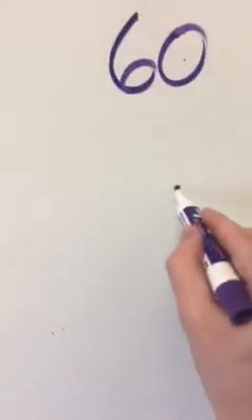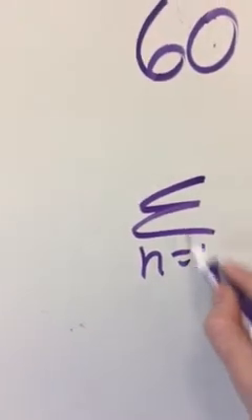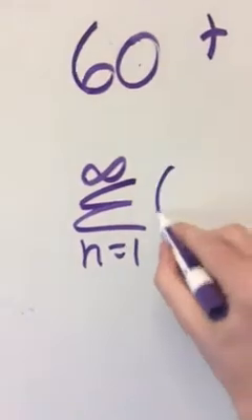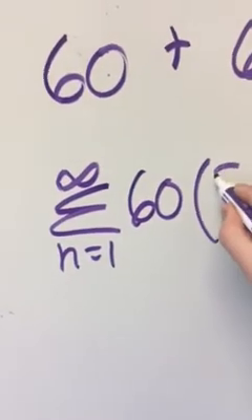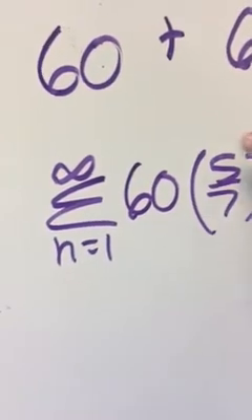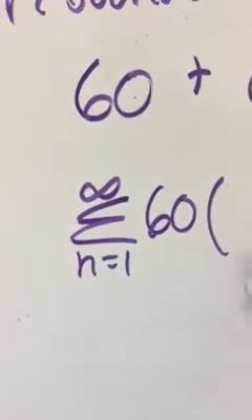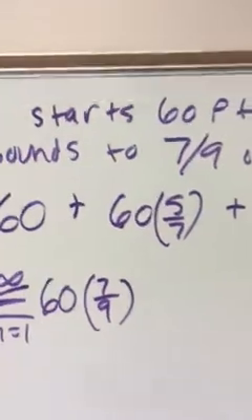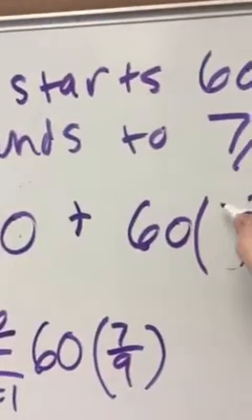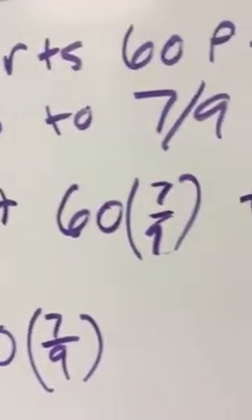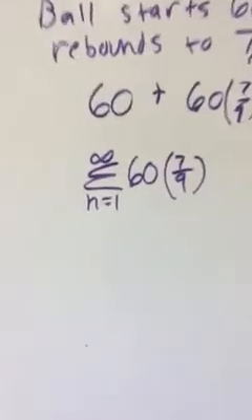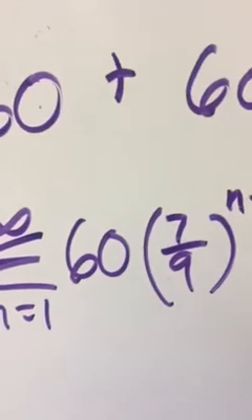So if we take a sum from n equals 1 to infinity, because we're just going to assume the ball is bouncing forever and ever, it doesn't matter. It's converging to a certain value of 60 times... not 5/7. That's the one on the Jeopardy question. This is 7/9. Oh my God, I did 5/7 the whole time. 7/9, people. 7/9. Why didn't you tell me? 5/7 is the Jeopardy question. Okay, 7/9 to the n minus 1.